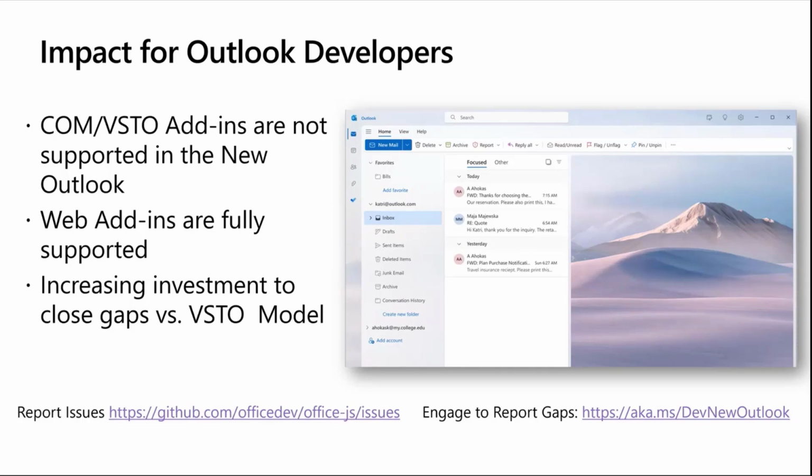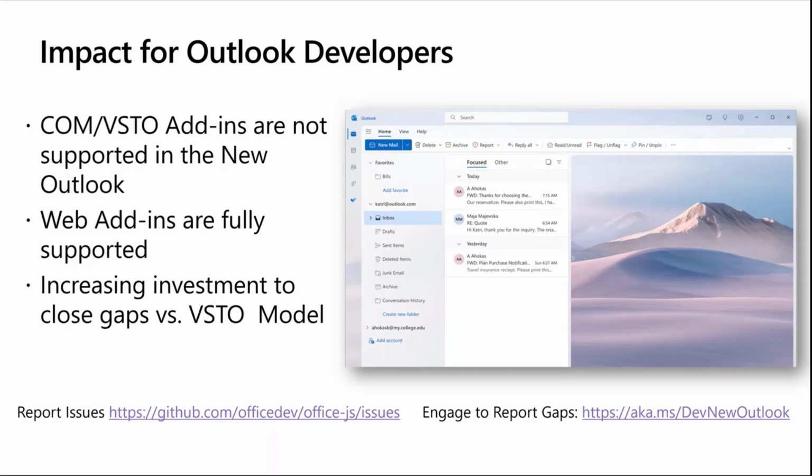And we just did it. So if you have an existing web add-in, the call to action here is to try it. Toggle the new Outlook, make sure that your add-in is working. It should be. But if for whatever reason you find any issue, please go ahead and report it. Here's the link to our GitHub repo so that you can report any issues there, right?